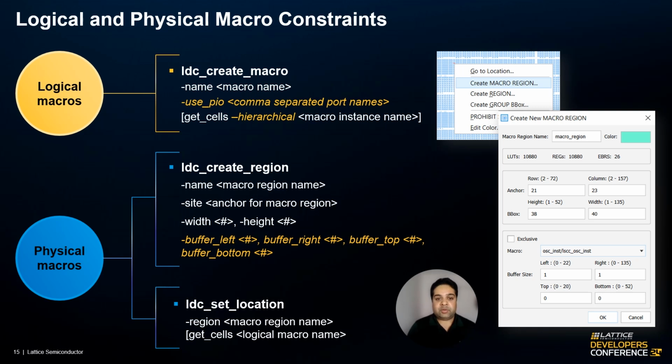Once this is done, you will also have to set the location by adding the ldc_set_location constraint. This command is used to set the location of a logical macro within a specified macro region. You need to specify the region name and the logical macro name.